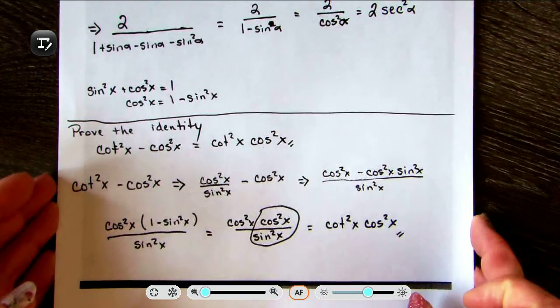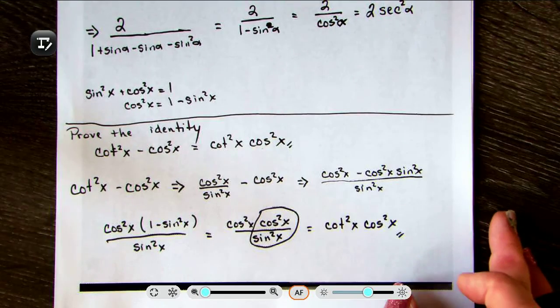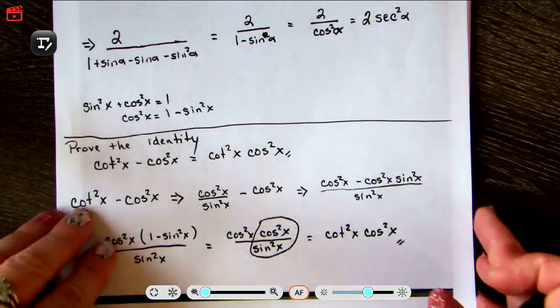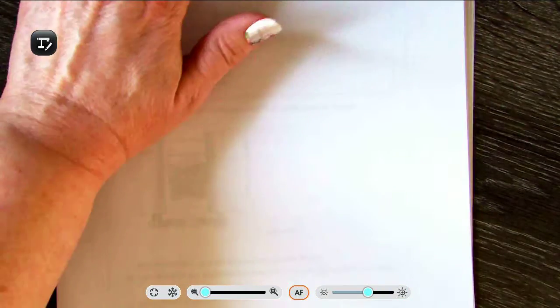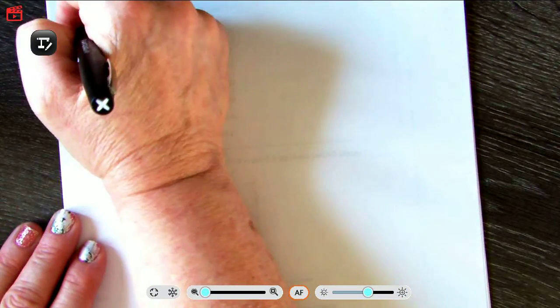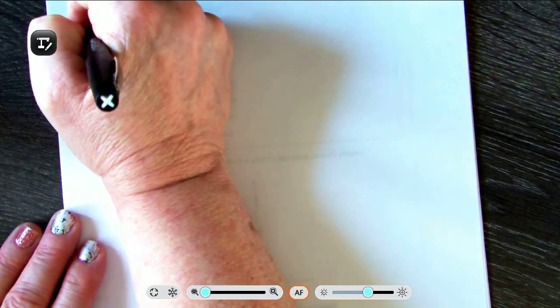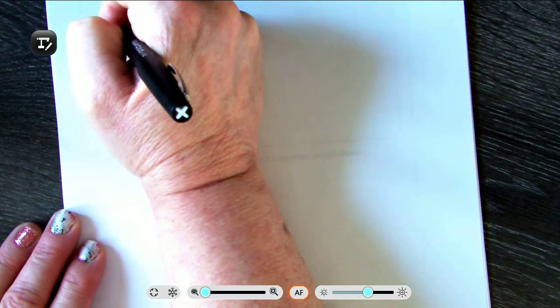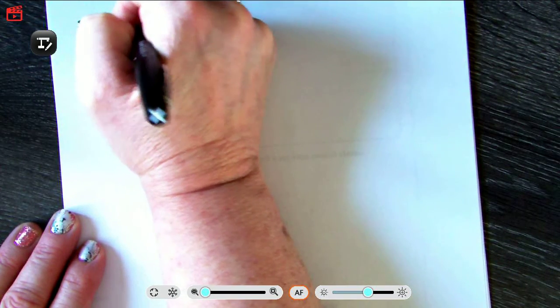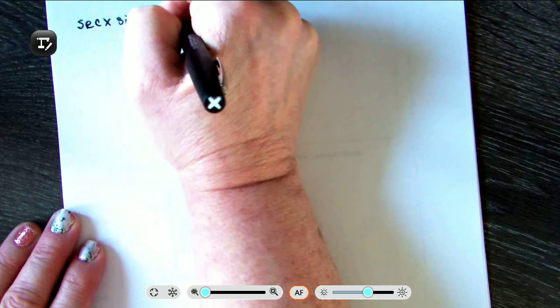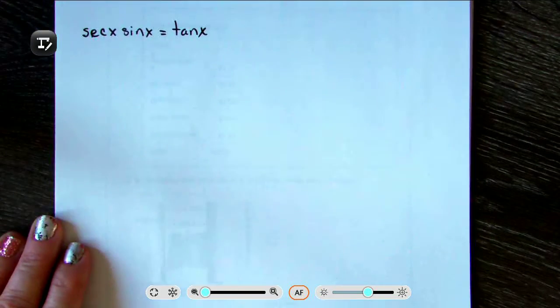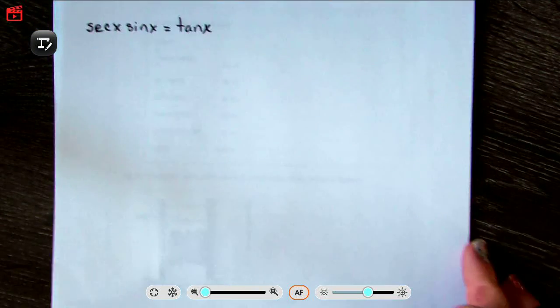I think I'm going to stop. 1, 2, 3. Nope, I'm going to do one more before I do the next video. So let's go and take secant. This one won't take us very long. Times the sine of x is supposed to equal the tangent of x. And again, we want to prove the identity.